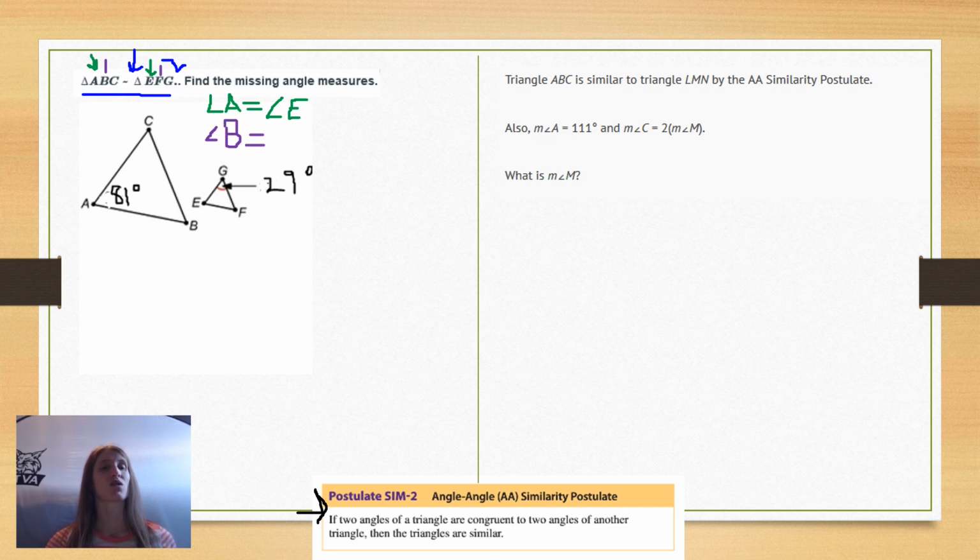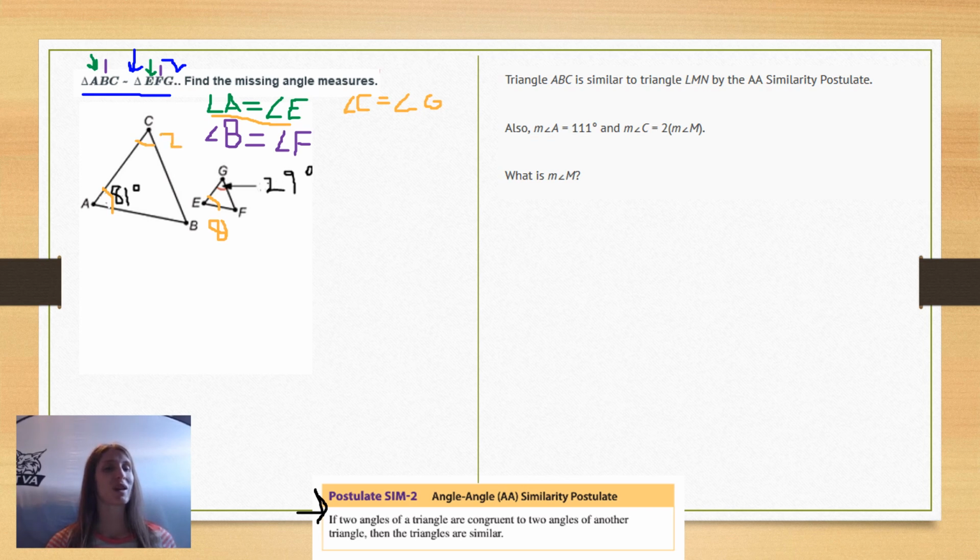We know that if we have one of these, we can find the other one because they are congruent. The same thing applies to angle C. Angle C is congruent or equal to angle G. That tells us a lot, because what it wants us to do is find the missing angle measure. I know that A is 81 here. So if A is 81, we also know E is 81. And if G is 29, we also know C is 29.